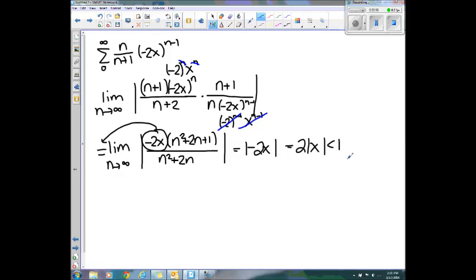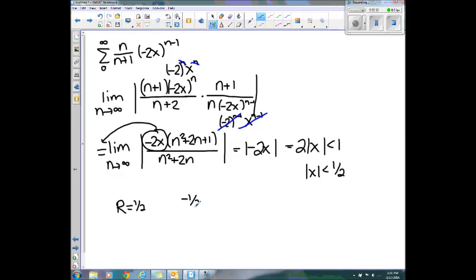I know this will converge anytime that expression is less than 1, which means anytime the absolute value of x is less than 1/2, I'm going to converge. So because I'm centered at 0 here, I have my absolute value of x less than 1/2. That tells me the radius of convergence is equal to 1/2 for this example.